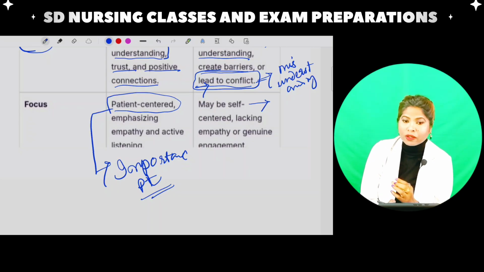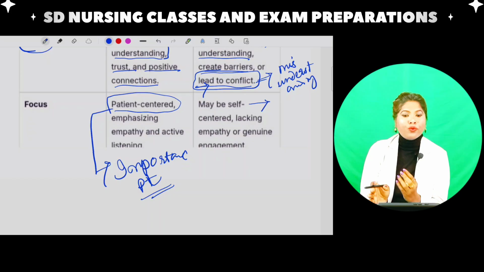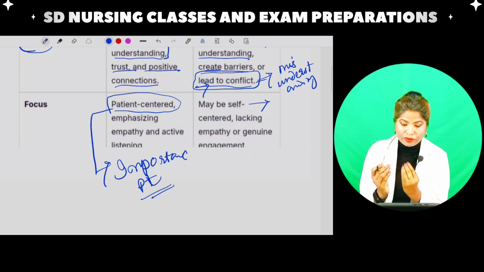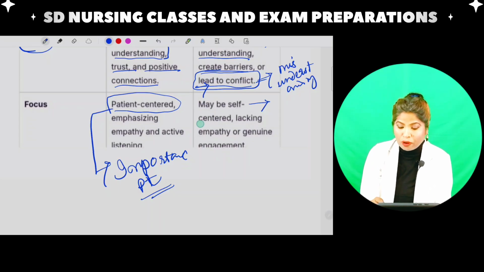You are not asking any questions to the patient. Simply, whatever you wish, whatever you want to do, you just do that without giving any importance or showing any type of empathy to the patient. You are just thinking about yourself. The center point is that you think you are the only center of focus.